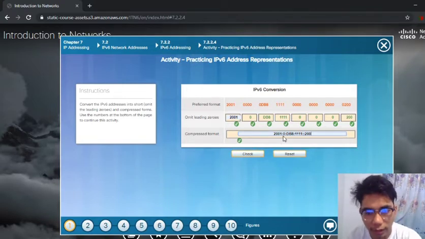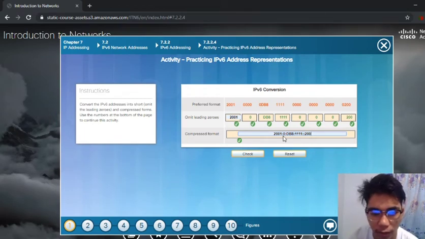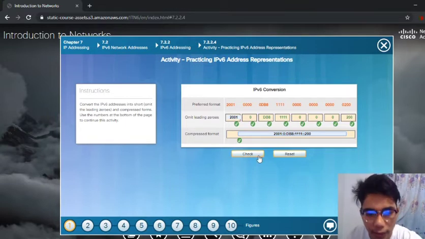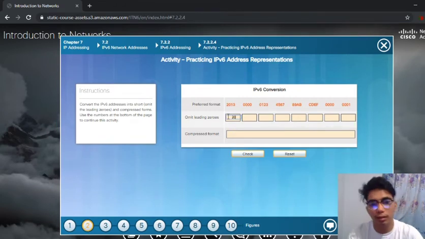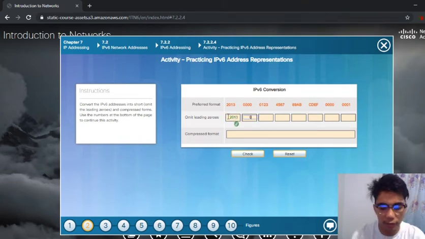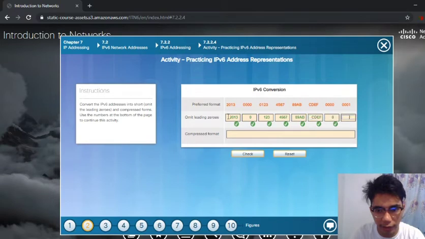Then the compressed format would be 2001, then 0 dB, then 2 colons, then 200. Then as you can see, it's already checked. Then let's try to answer this. 2013, then it would be 0, then 1 2 3, then 4 5 6 7, 8 9 AB, then C D E F 0 1.